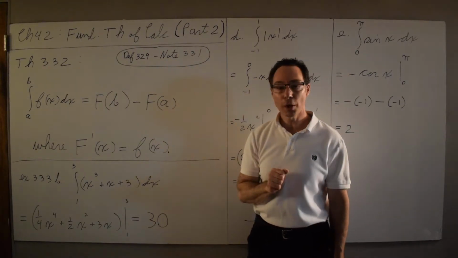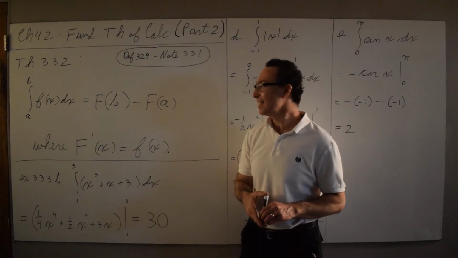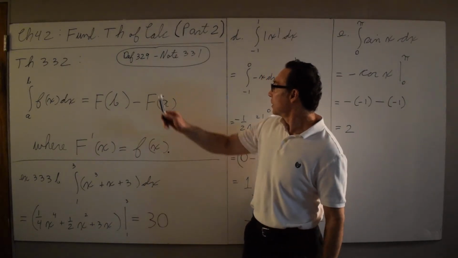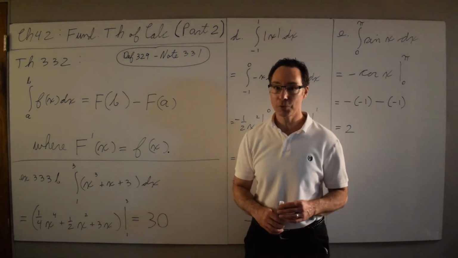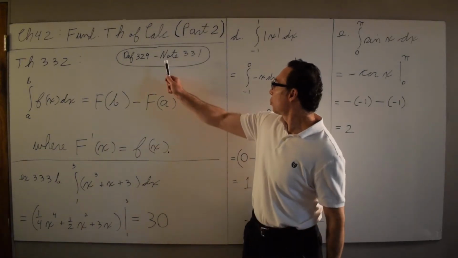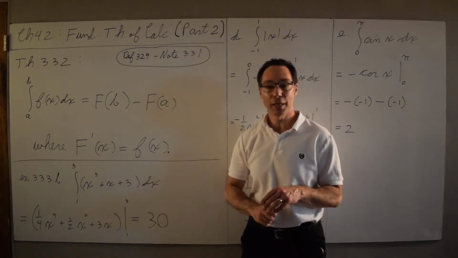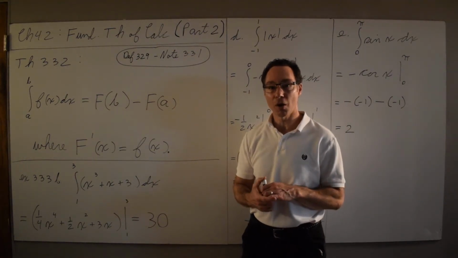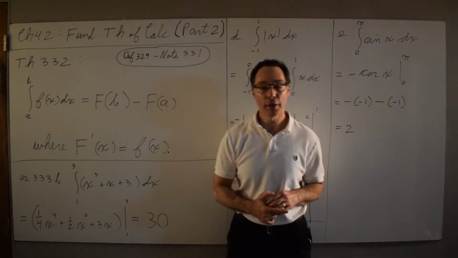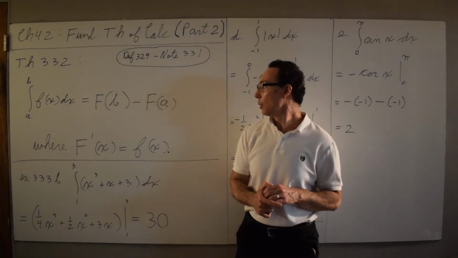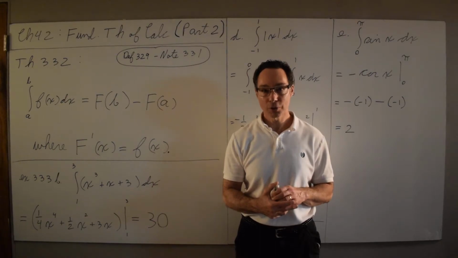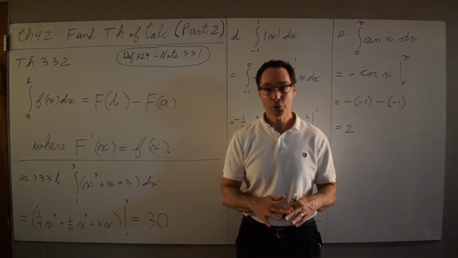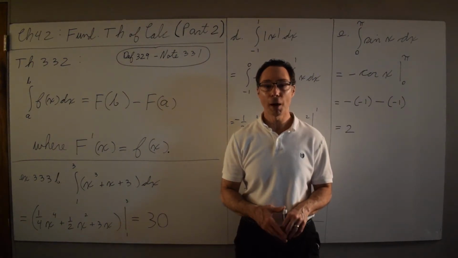So definition 329 is a definition of an antiderivative. Example 330 is some examples demonstrating that antiderivatives are not unique. Note 331, however, tells us antiderivatives are unique up to a constant. That is a corollary of the mean value theorem. And if you go back to the chapter on the mean value theorem, you will notice that that's mentioned, that if two functions have the same derivative, they differ by a constant.